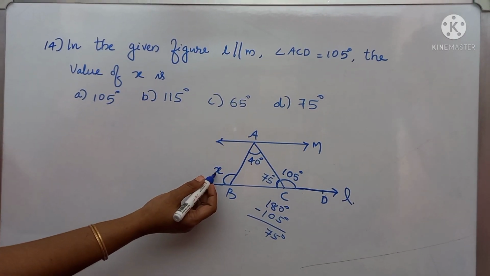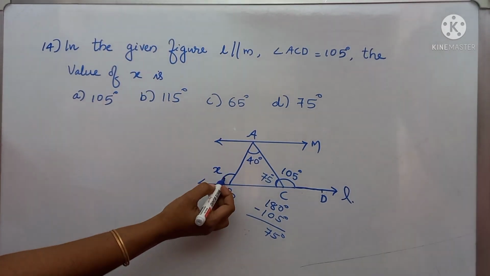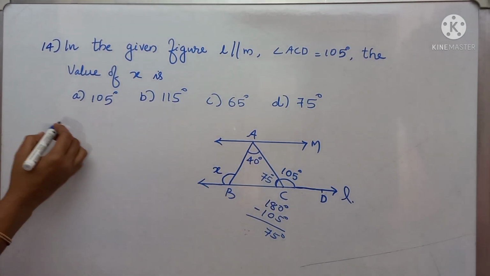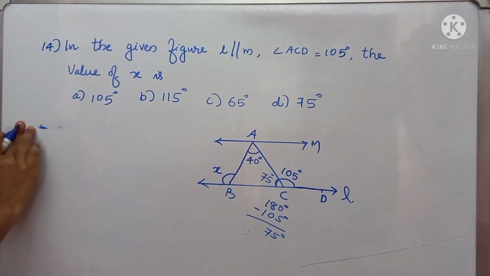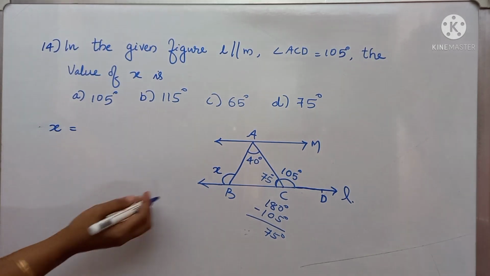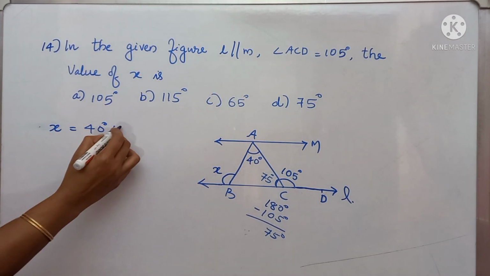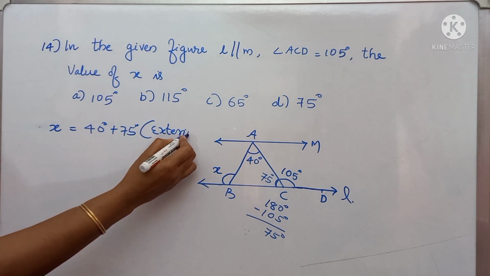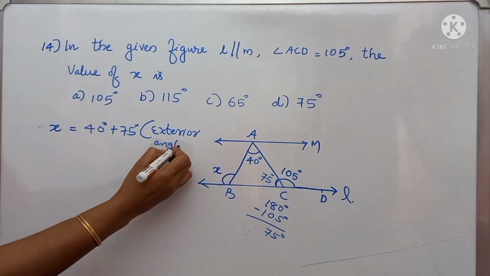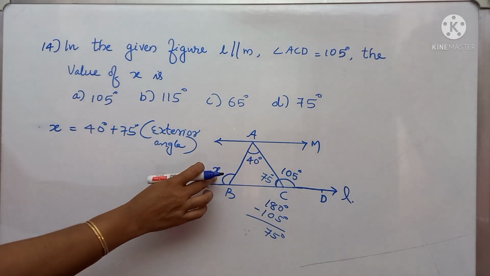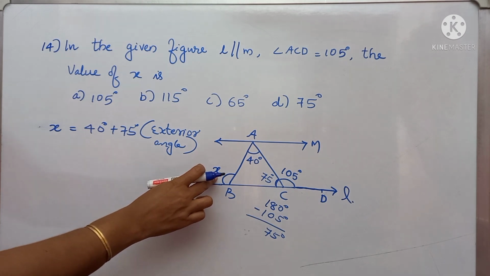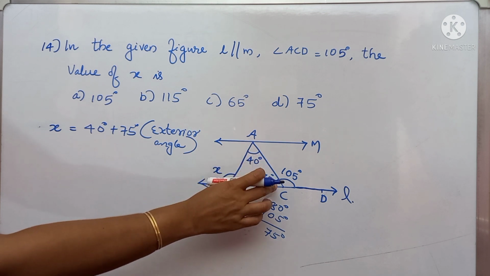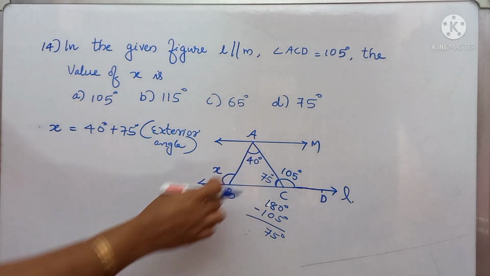We have to find the value of x, and here x is one of the exterior angles of this triangle ABC. We know that angle x is equal to 40 degrees plus 75 degrees. Here we have used the exterior angle property of a triangle: one of the exterior angles of a triangle is equal to the sum of the interior opposite angles of the triangle. That only we have applied.